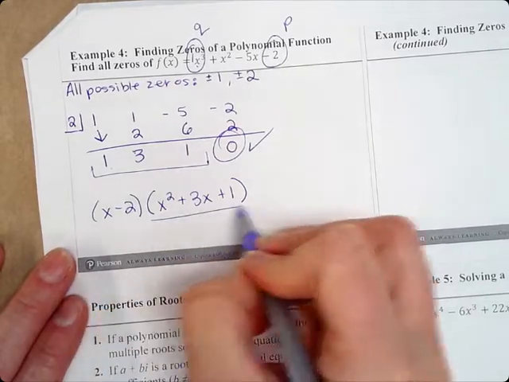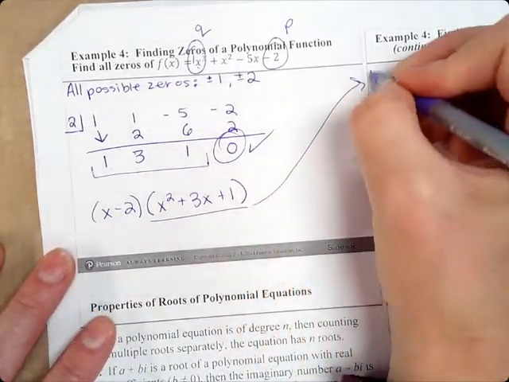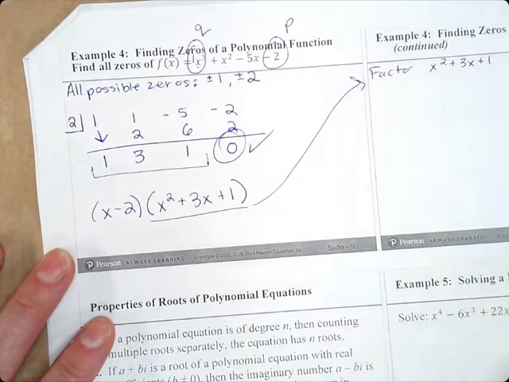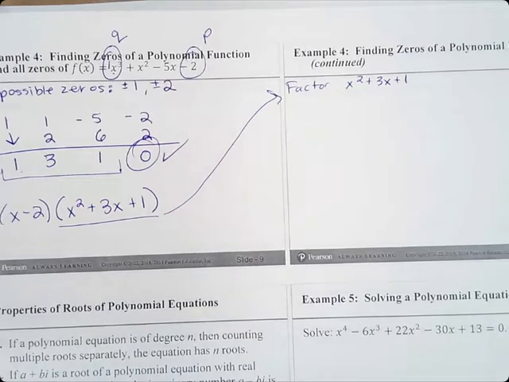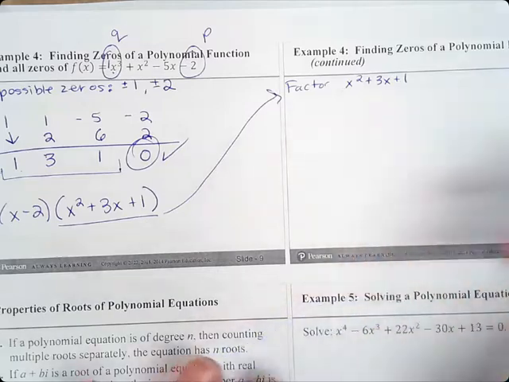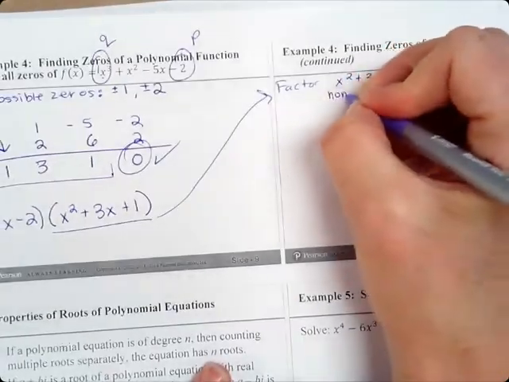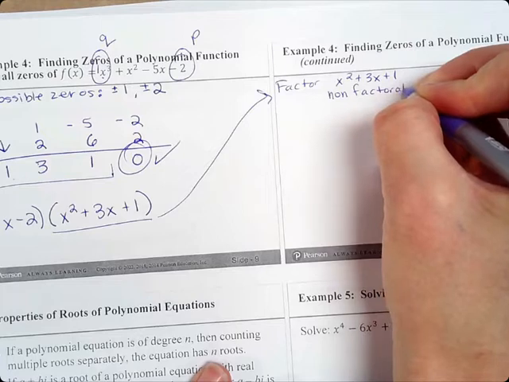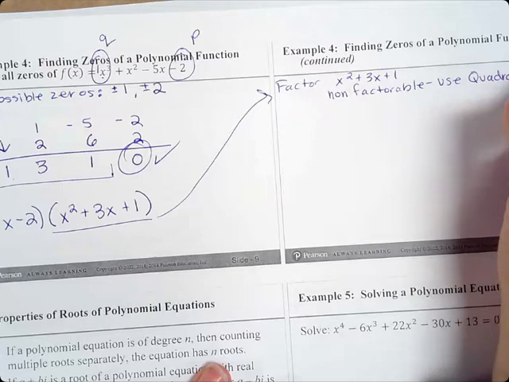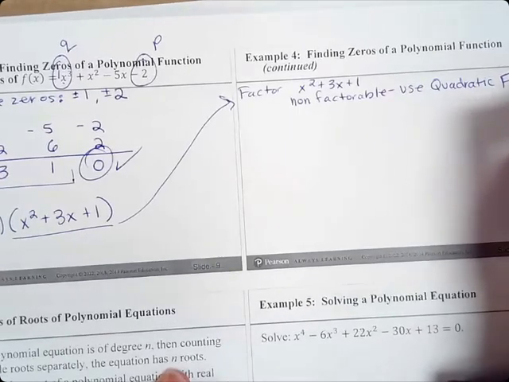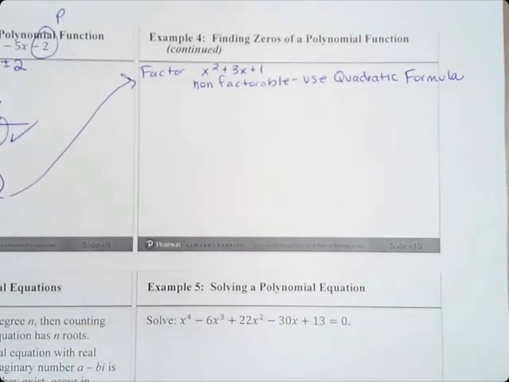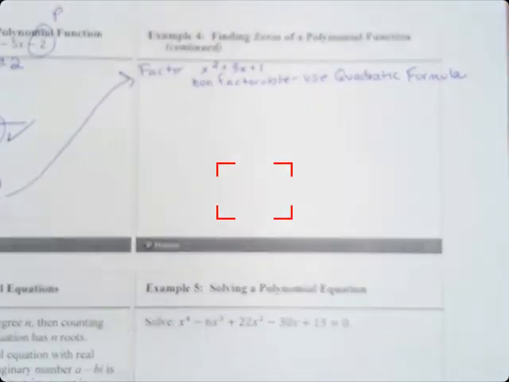So now we need to factor this. I'm going to do it over here. Can we find a product of 1 that has a sum of 3? So it's non-factorable. So we're going to have to use the quadratic formula. It's so easy whenever it's all factorable. But when it's not, you have to use that quadratic formula.